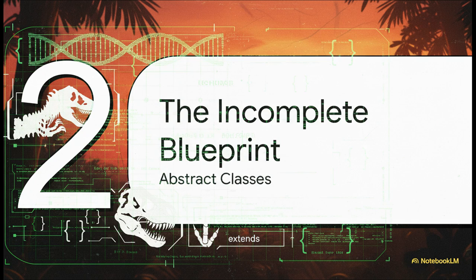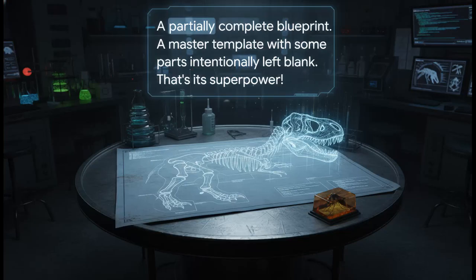So that's the big idea. But how do we actually use this in our code? Well, Java gives us a very specific tool for creating these high-level designs. And that tool is the abstract class. Honestly, the absolute best way to think about this is like it's a master blueprint for other classes to copy. But here's the kicker. It's an incomplete blueprint. And that's not a bug, it's a feature. That's what makes it so powerful.